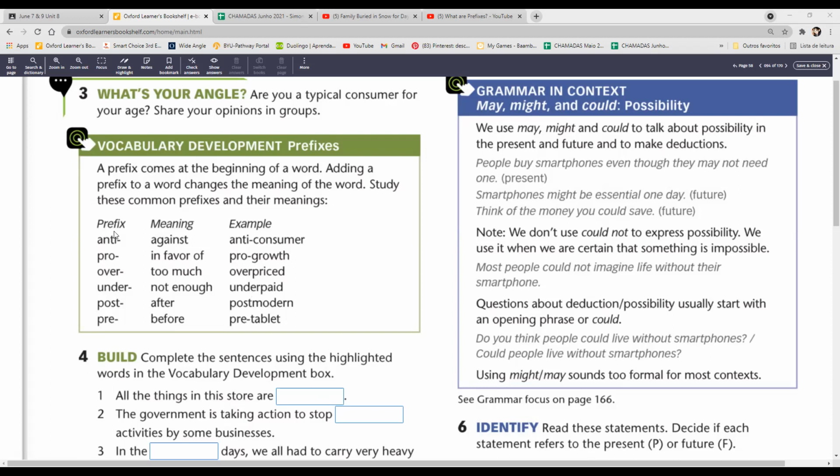Now, have you seen the list? Yes. So we saw here some prefixes, their meanings, and some examples. Words with prefixes. As you notice, some of them are separated by a hyphen, where others are just together. Okay, they're just one single word, like underpaid, overpriced, postmodern, pre-tablet. Okay, guys, the other ones we have a hyphen separating. Let's take a look at this video then.